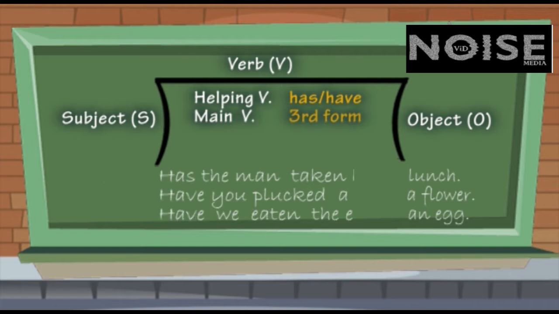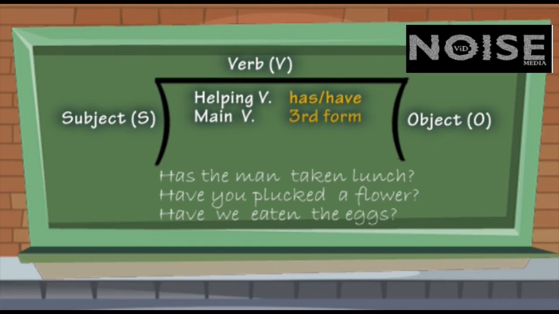That means question form. Very easy. Simply take has to the beginning of the sentence. For example, has the man taken lunch? And as I said earlier, if you're saying this, your tone must be high. You will say, has the man taken lunch? That is rising tone. And have you plucked a flower? Or have you eaten the eggs? Try this. It simply depends on your practice, how you practice these things.